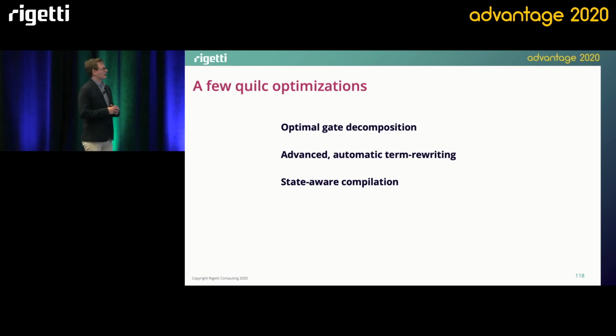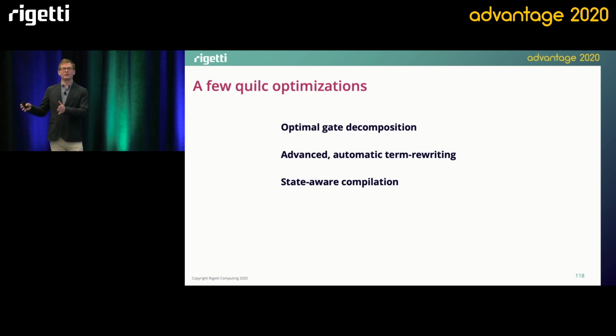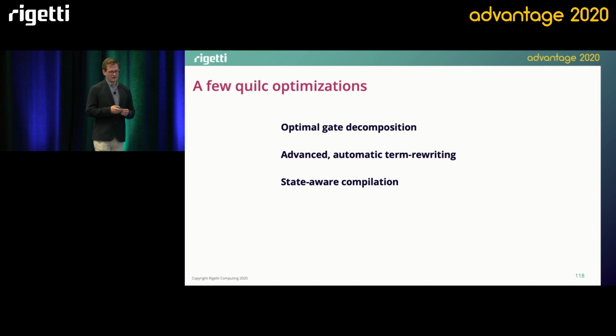One of the things that it can detect, for example, is if your state is an eigenvector of the operator within your program, and it can just eliminate that entirely. And so you can see very dramatic reductions in gate count when this optimization is applied.